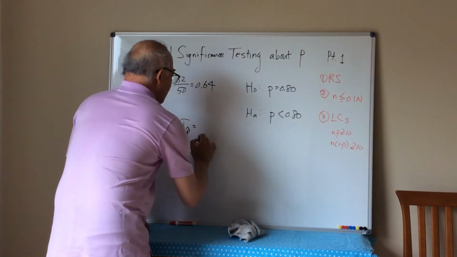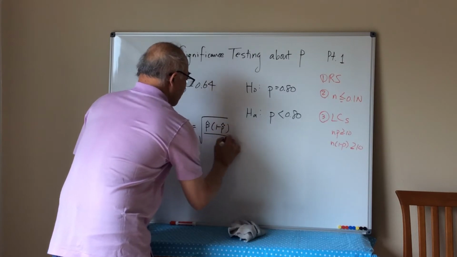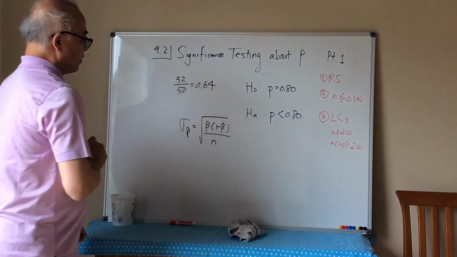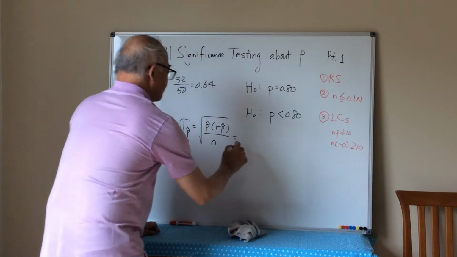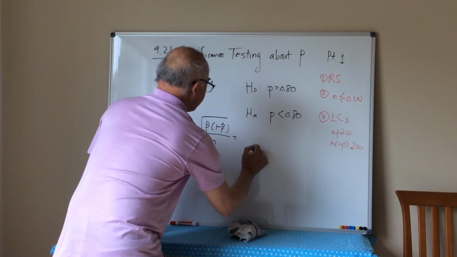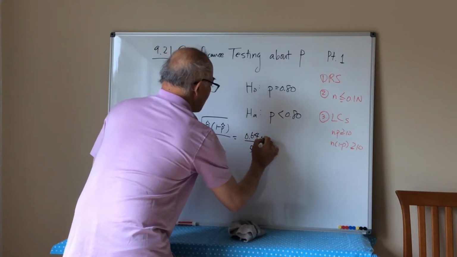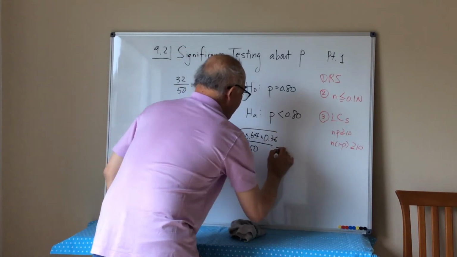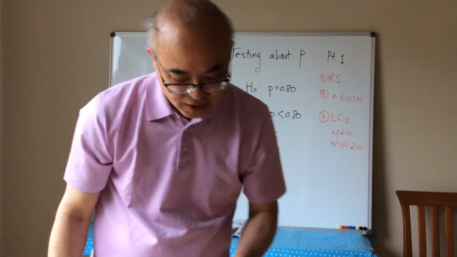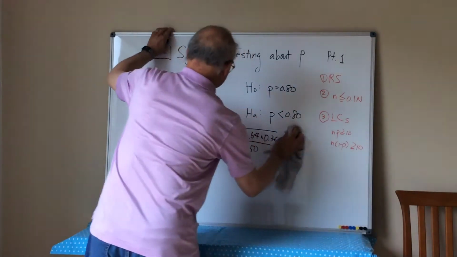This guy was what? This guy was the square root of p-hat times 1 minus p-hat over n, right? So we can calculate this here. With n of 50, we're going to have 0.64 times 1 minus 0.64, the square root of that. And if we do that, what do we get? No, wait a minute. No. Okay.